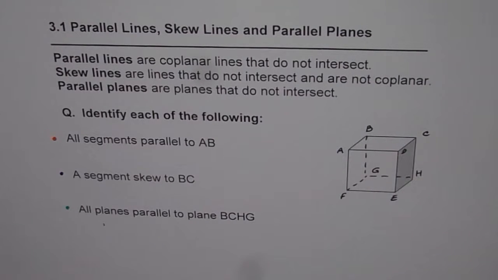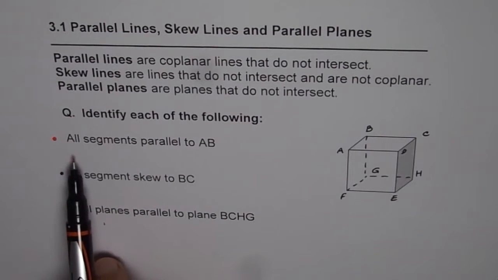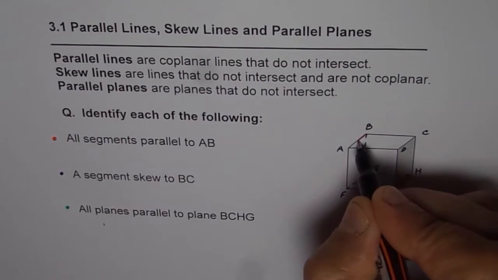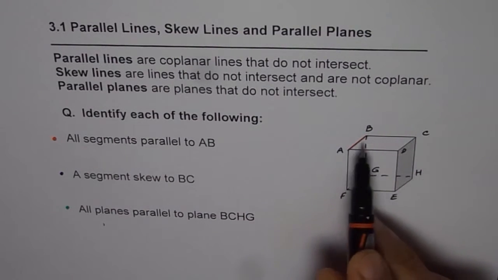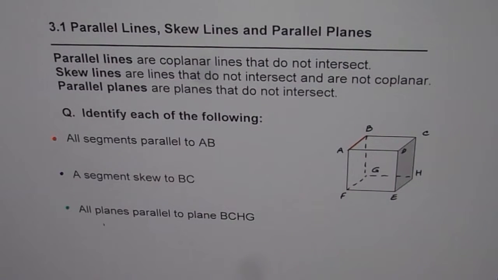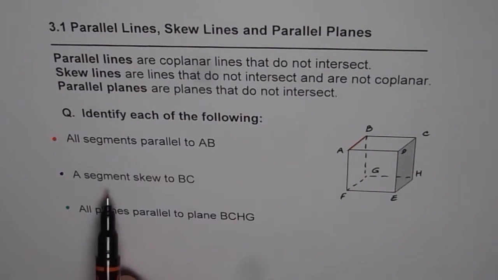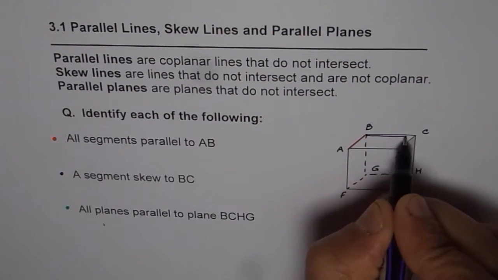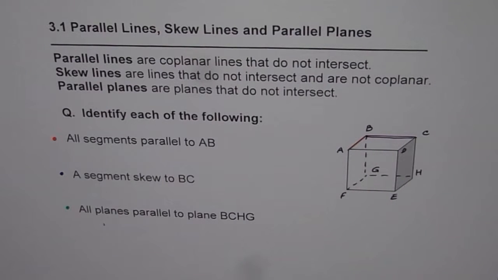The question here for you is to identify each of the following. The first one is all segments parallel to AB. So we are given the segment here. You need to identify in this diagram which are the segments which are parallel to AB. Now the second question is a segment skew to BC. So BC is this segment and you need to identify all the segments which are skew to BC.